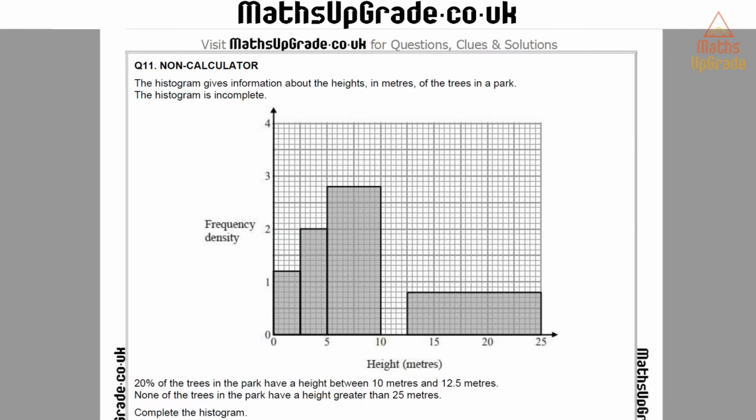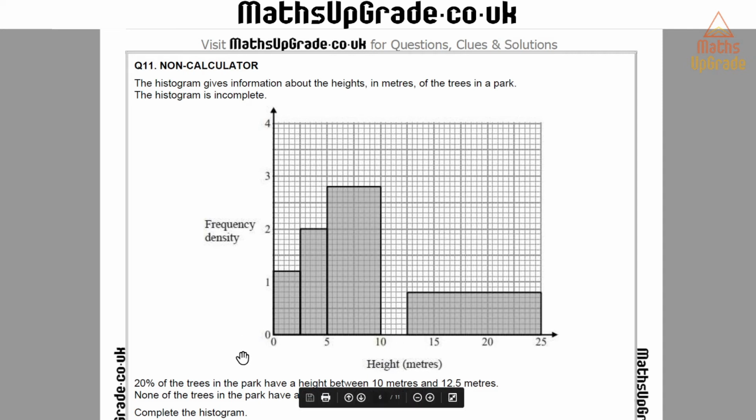Question 11 involves histograms, which is really a grade 8 topic. So if you need to, look at the video clip on histograms before you attempt this question. This histogram gives information about the heights in meters of the trees in the park. The histogram is incomplete, so in essence we've got a bar missing here.